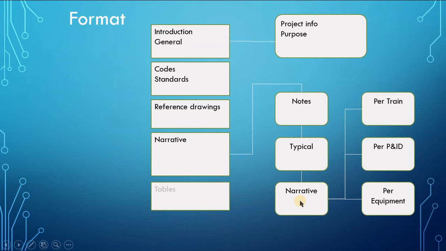How you start the narrative itself, you can start per train. So you can take train 1 and explain it, then train 2, train 3. Or you can take PNID 1, 2, 3. Or maybe you have only 2 or 3 PNIDs, then you will go only by equipment. So you find that there is no point in specifying the PNID, and you have only 3 PNIDs, and each one has 1 pump or 1 tank. So there is no confusion. You just specify per pump, per tank, and so on. So per equipment.